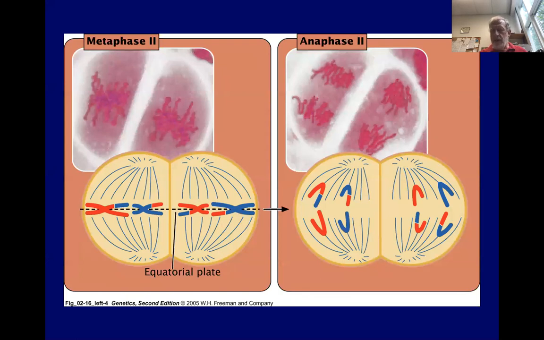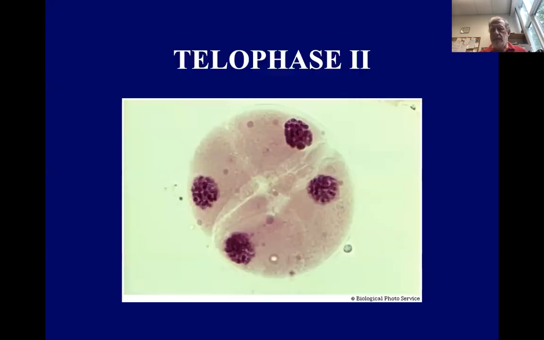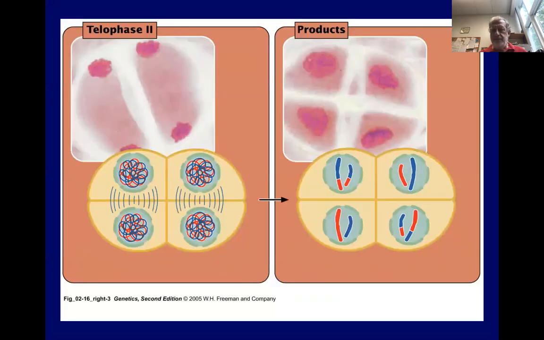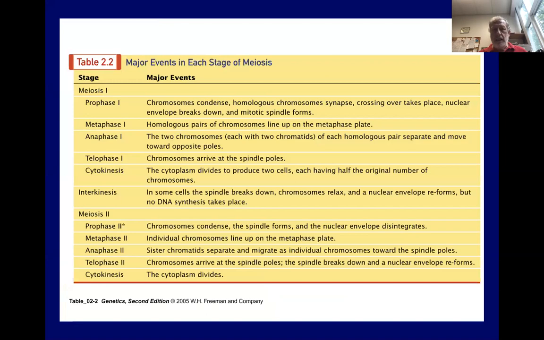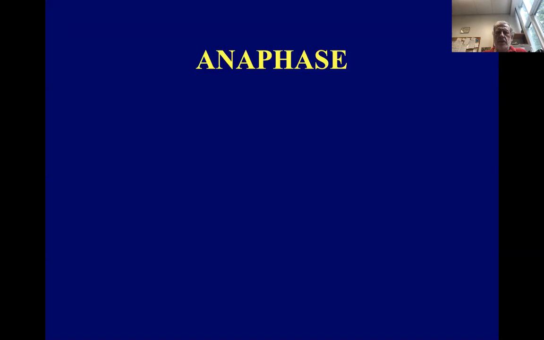That's shown here in the right panel. And then telophase 2, we've now got 4 haploid daughter cells. And this is a table from your text outlining what happens. I'm not going to read it, but if you can recall this on an exam, you'll do fine for meiosis.